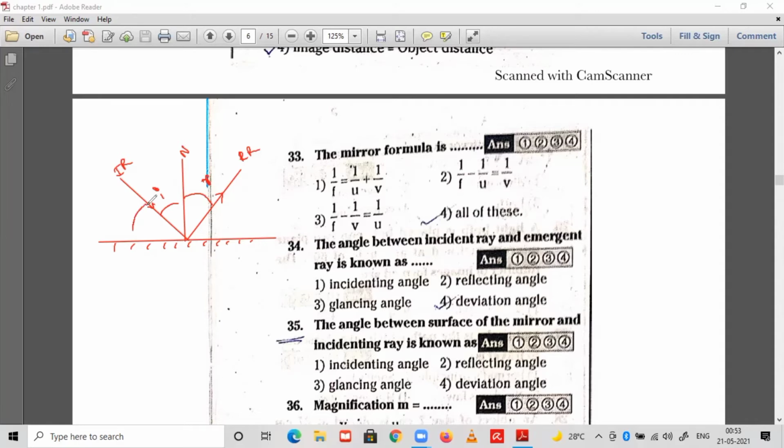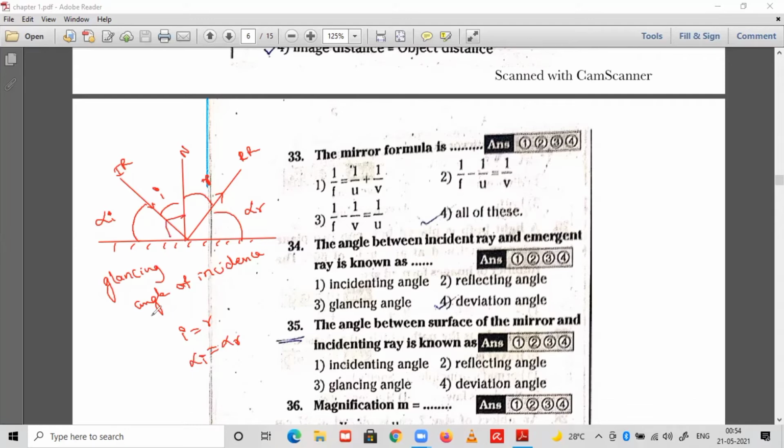Now the angle between the incident ray and the surface is called the glancing angle of incidence, or glancing angle. And the angle between the reflected ray and the mirror is called the glancing angle of reflection. As per the law of reflection, i is equal to r, and in the same way alpha i is equal to alpha r. Glancing angle of incidence is equal to glancing angle of reflection.